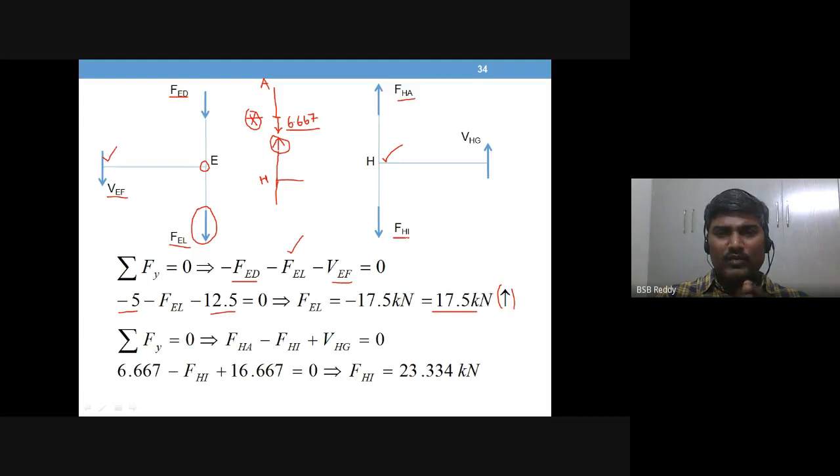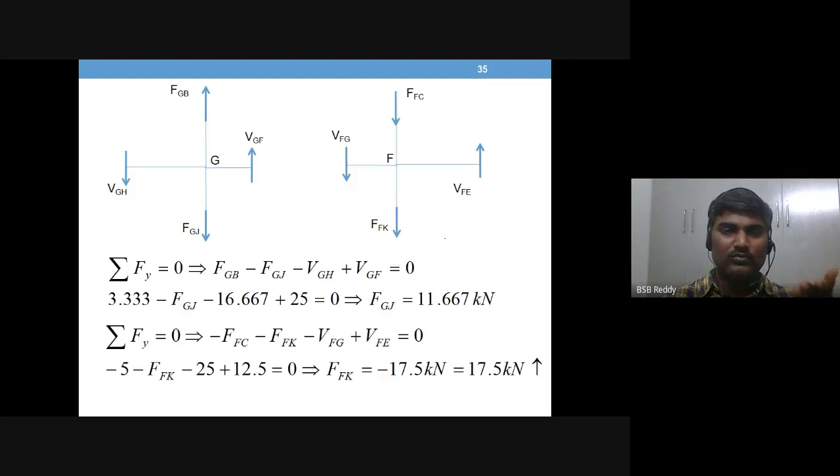And you don't know this value and you have to calculate this one. And anyhow, this is well known. The direction is already there in the solution of beam shear. So that's how this has to be calculated. So FHI is 23.334. Positive means the direction is okay, downward. This is how you have to proceed for this one, right?